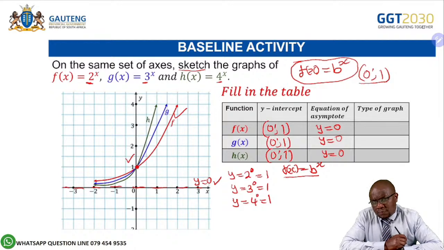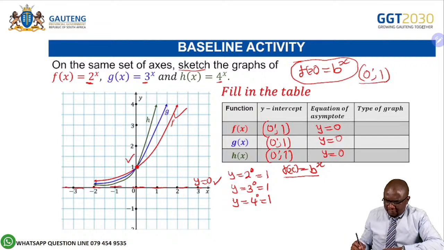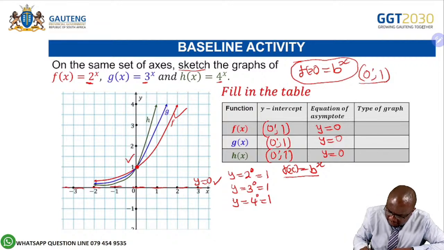Is q going to change this? What do you think? We'll see if q is going to change the equation of the asymptote. Right, the type of the graph, all of them increasing, okay, increasing.